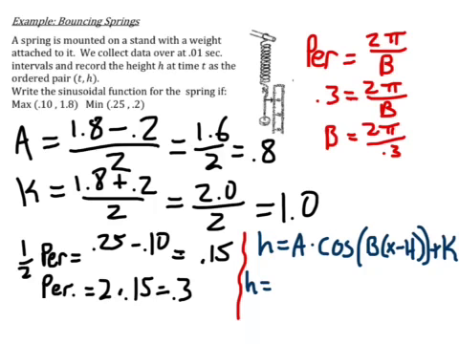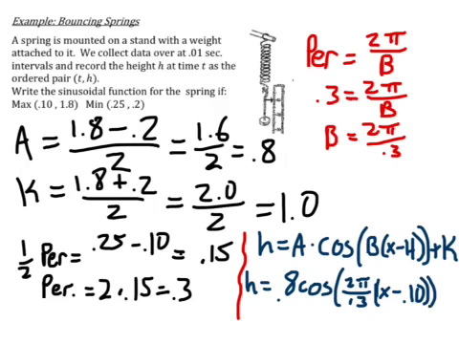Our a value is 0.8 cosine. Our b value was 2 pi over 0.3. And we have x minus the maximum time, 0.1, plus 1. And there's our function. And you can graph it to check it out.